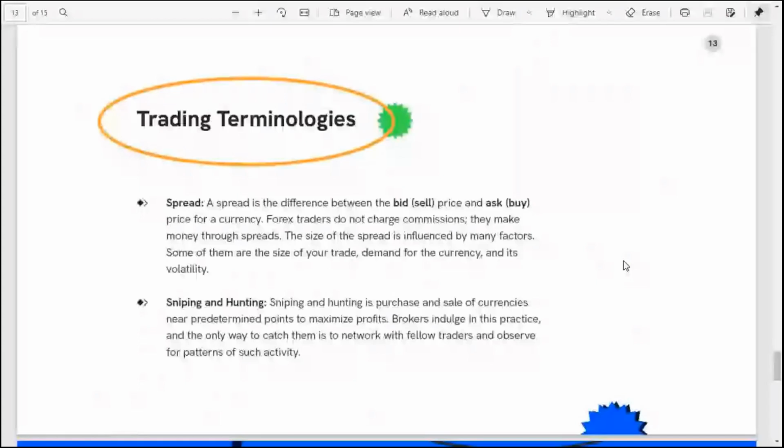The size of your spread is influenced by a lot of factors. Some financial news, some volatility in the market, some the way momentum is in the market. Some of them are just based on the size of your trade, demand for the currency, and its volatility, like I said.